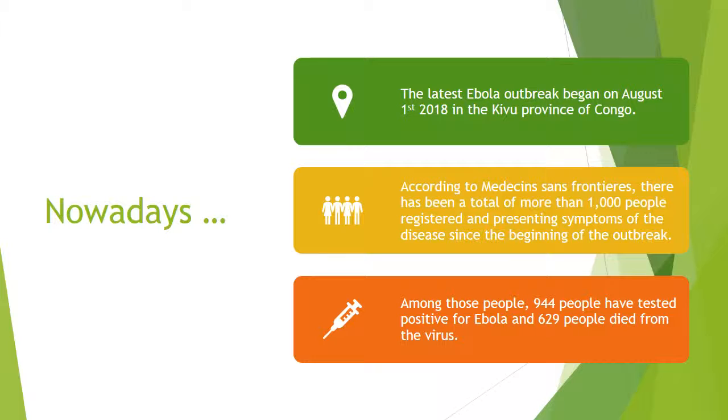So what's going on with Ebola nowadays? Some current news on the Ebola virus: the latest outbreak began on the 1st of August 2018 in Kivu province of Congo. According to Médecins Sans Frontières, over 1,000 people have presented symptoms of the disease since the outbreak started. Among those infected, 944 people tested positive for Ebola, and 629 died from the virus.